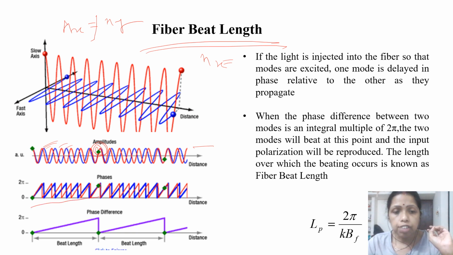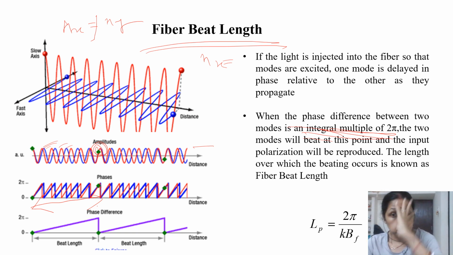So this distance, after a certain period of time, both phases should be equal. This length is called the fiber beat length. Normally it happens at integral multiples of 2 pi. After a 2 pi multiple, it happens that the phase of both modes will be the same.